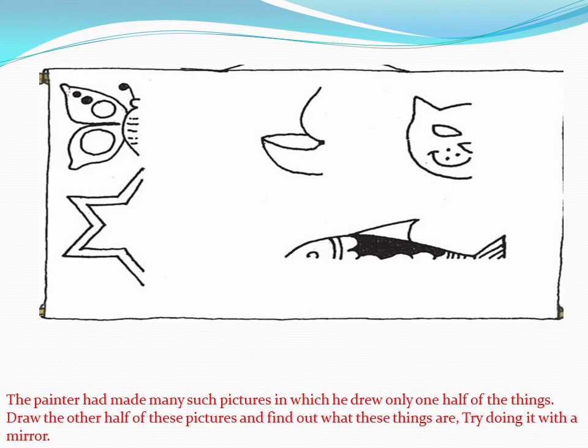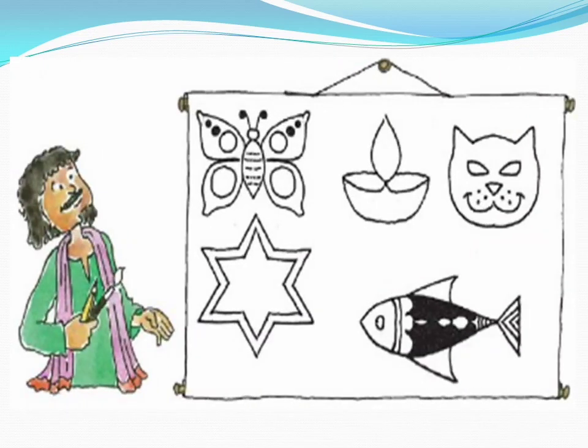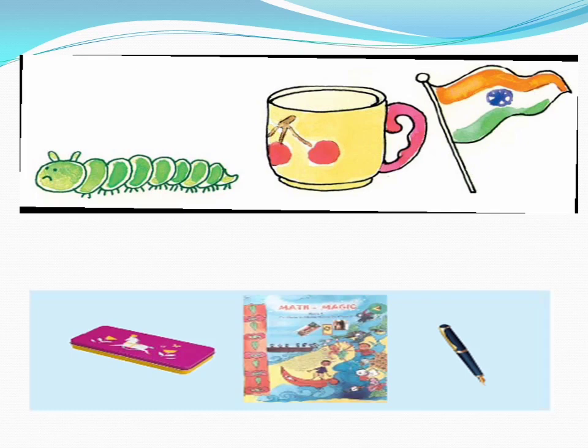You have to put the mirror on exactly half of this picture and you will see the full picture, and you have to draw also. So when you complete your picture, it will look something like this: a butterfly, a diya, a mask, a face, a star.